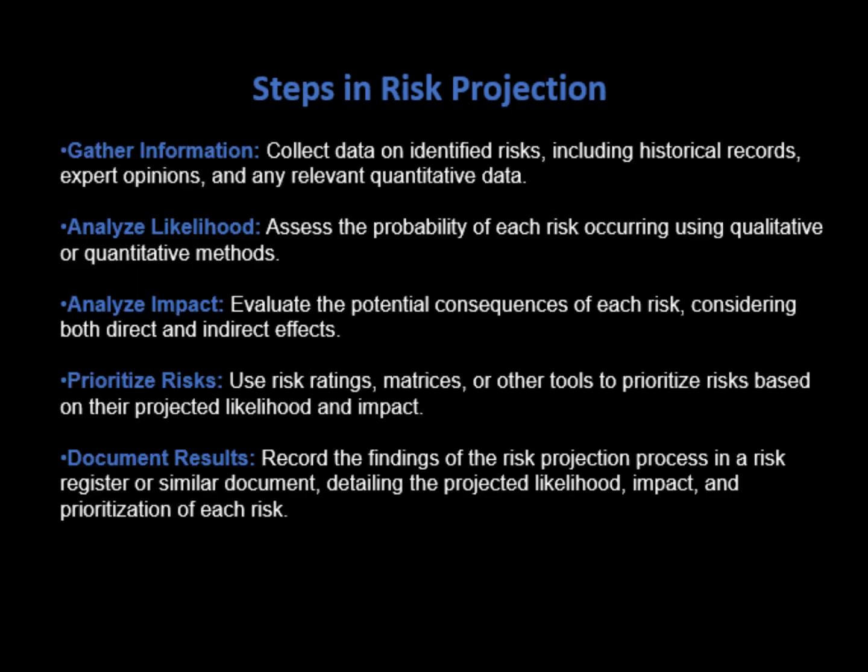Let us now understand what the steps involved in risk projection are. Gather information: collect data on identified risks, including historical records, expert opinions, and any relevant quantitative data. Analyze likelihood: assess the probability of each risk occurring using qualitative or quantitative methods. Analyze impact: evaluate the potential consequences of each risk, considering both direct and indirect effects. Prioritize risks: use risk ratings, matrices, or other tools to prioritize risks based on their projected likelihood and impact.